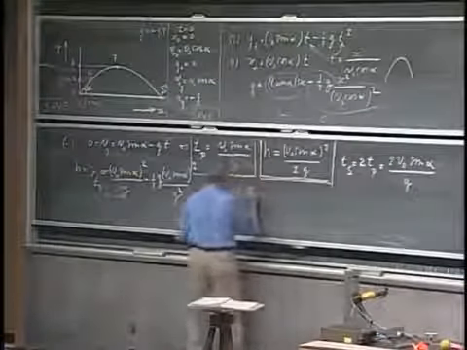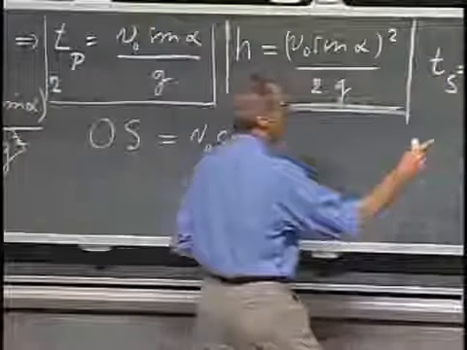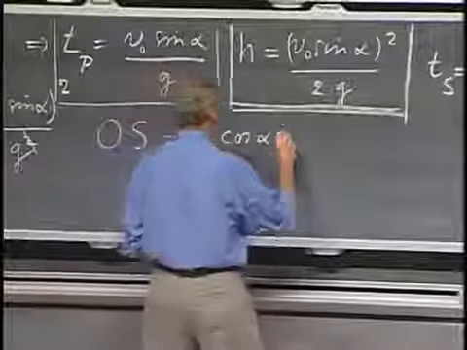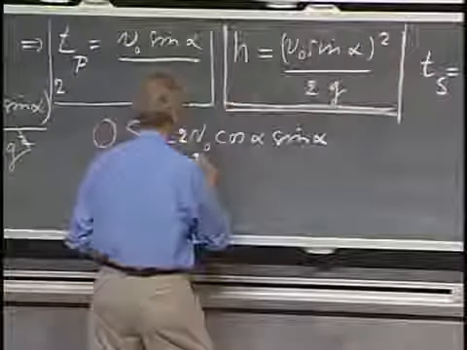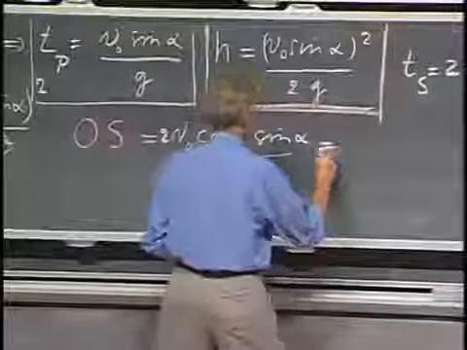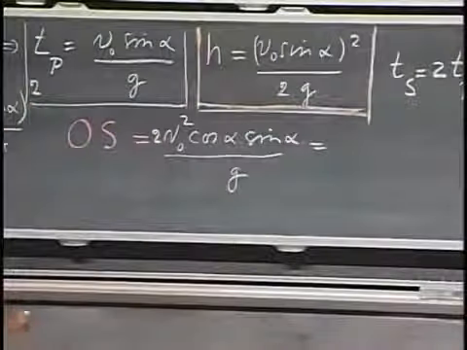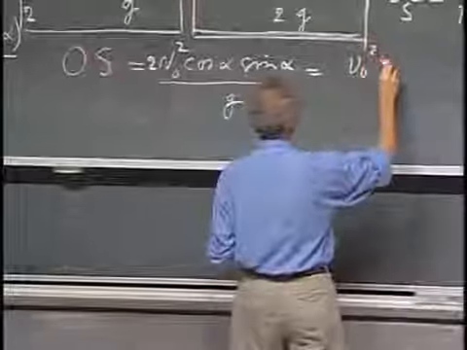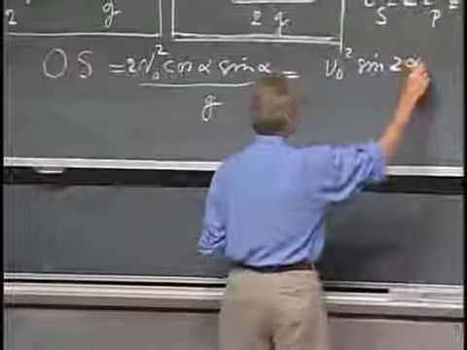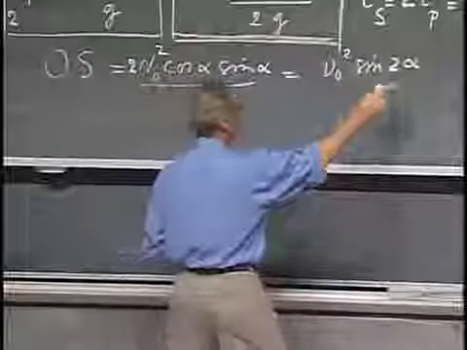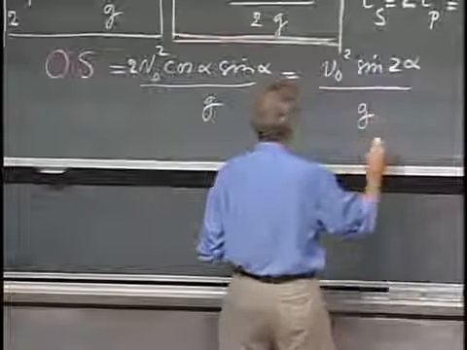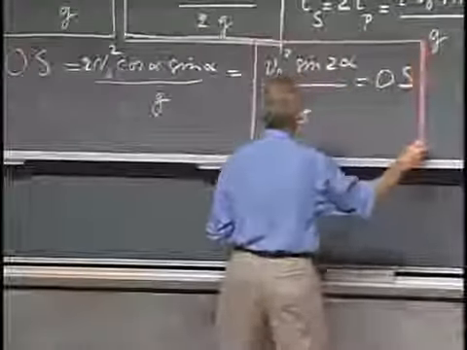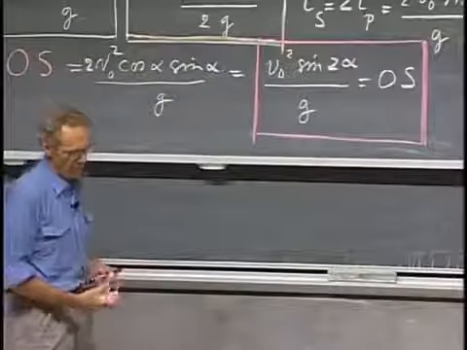So we get v0 cosine alpha times the time to hit it. That is 2 v0 sine alpha. So I get a 2 here. I get a sine alpha. And I get a g here. And I have another v0 there. And so the answer is v0 squared times the sine of the double angle. Remember, 2 cosine alpha sine alpha is the sine of 2 alpha, divided by g. And this is OS. And I'm going to need this a lot. This reminds me not to remove it.